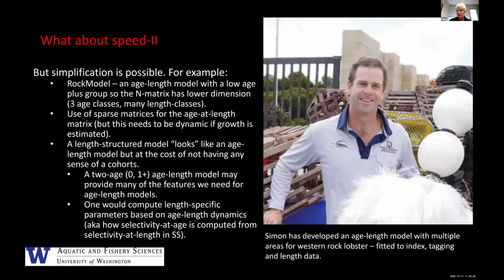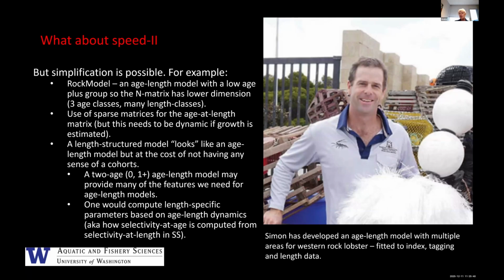So here's Simon. I don't know if you saw him yesterday. He and I have been developing a replacement model for rock lobsters in Western Australia, and we've developed an age length model in TMB. With the first attempts to run the model, we had the feeling that it was running slower than real time, which was disappointing. And in order to speed up the model, what we ended up doing, and I think this is worth thinking about, is only modeling a couple of age classes.